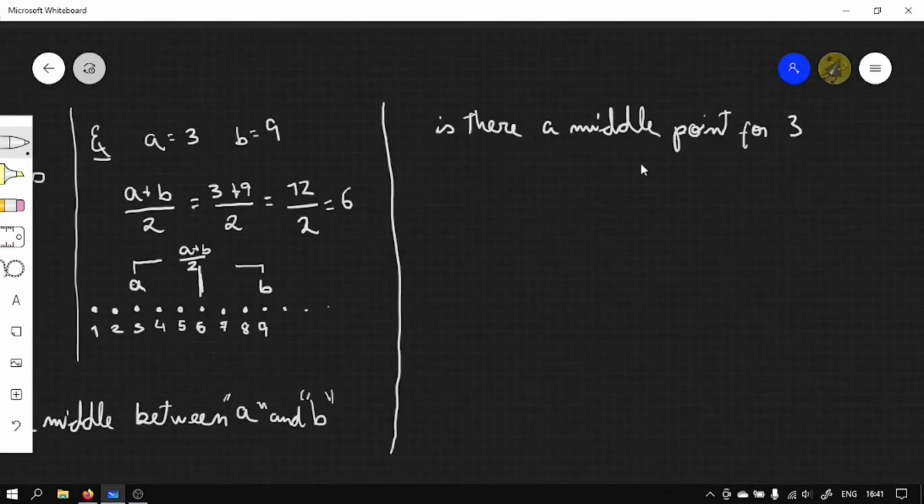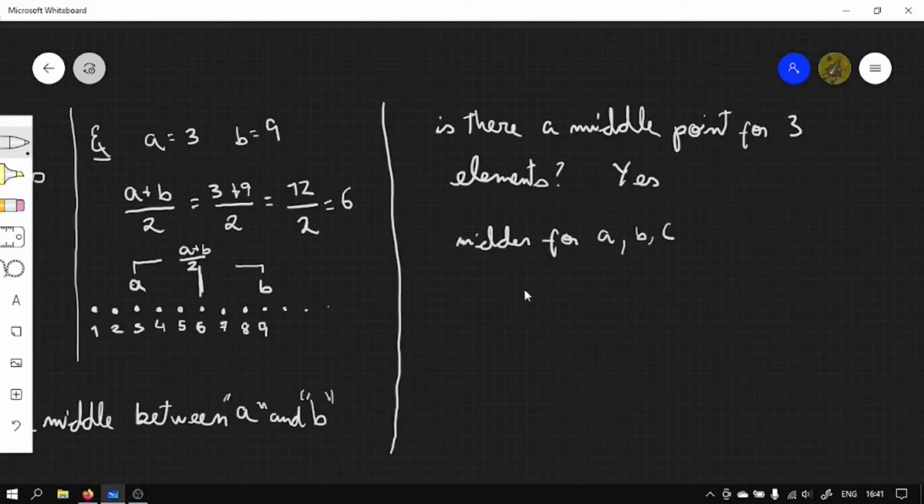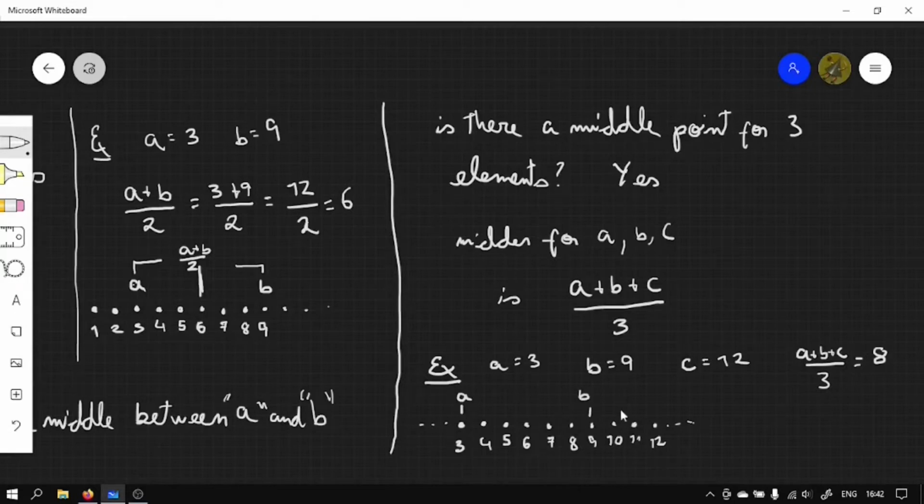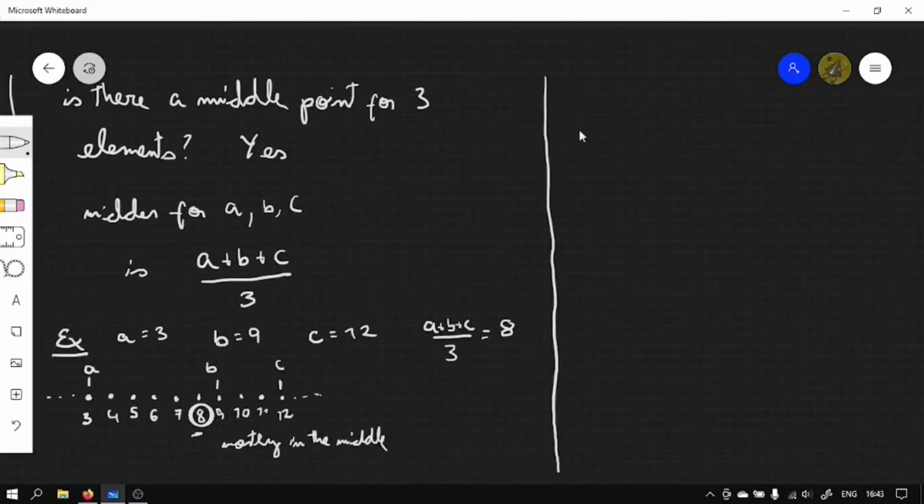There is a middle point for 3 numbers. Well, yes, it's a plus b plus c divided by 3, and here we have an example. But what does this mean? We can see it mostly in the middle between these 3 points. But okay, what does this mean?